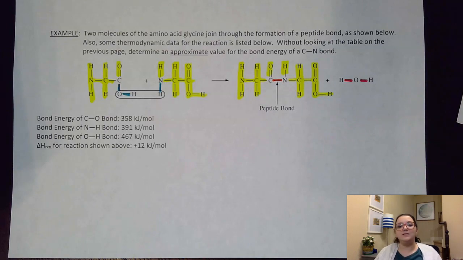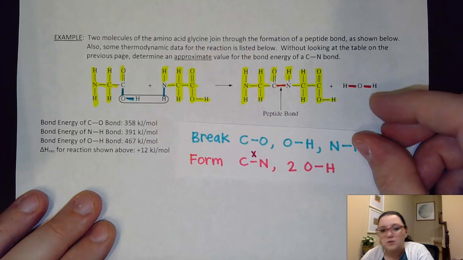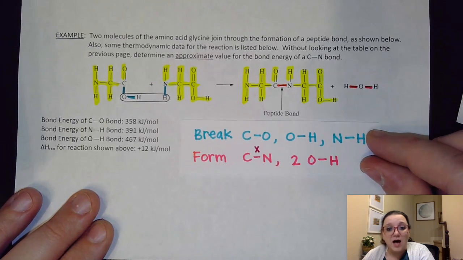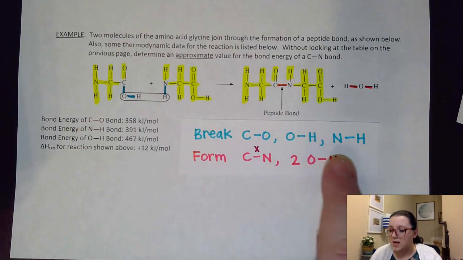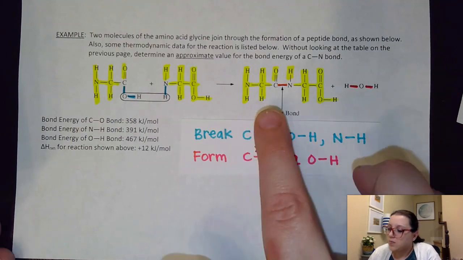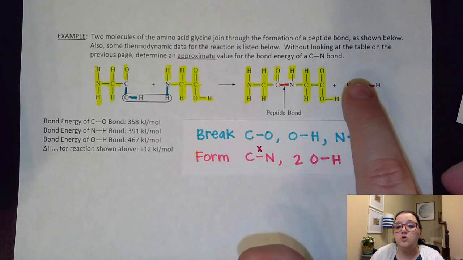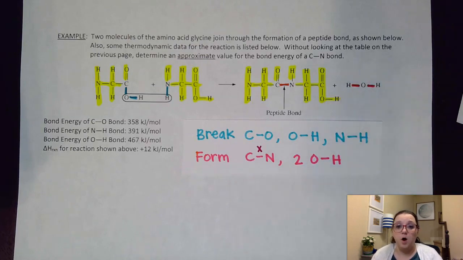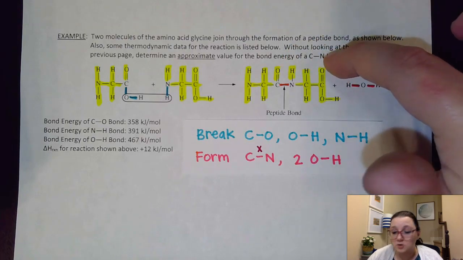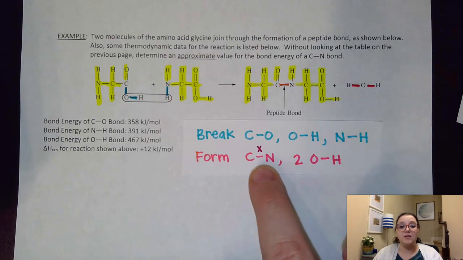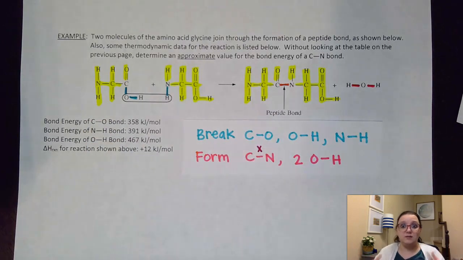So what I did next is I listed off what actually broke and what actually formed. On this side, I ended up breaking a carbon to oxygen, an oxygen to hydrogen, and a nitrogen to hydrogen bond. And on the product side, I ended up forming that carbon to nitrogen bond and 2 oxygen to hydrogen bonds within the water. What I'm trying to figure out is the bond energy of the carbon to nitrogen bond, so I'm going to set that bond as being X. They actually give us data for all the rest of these bonds.